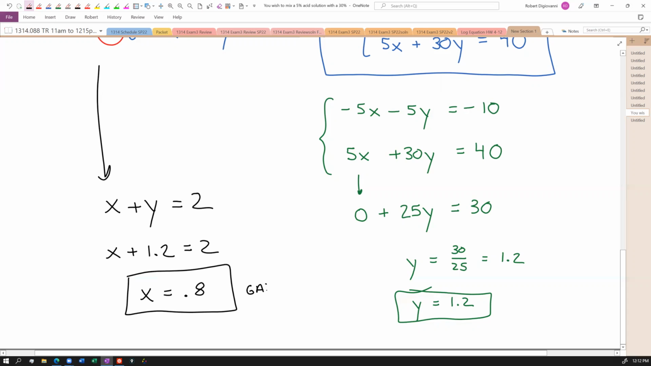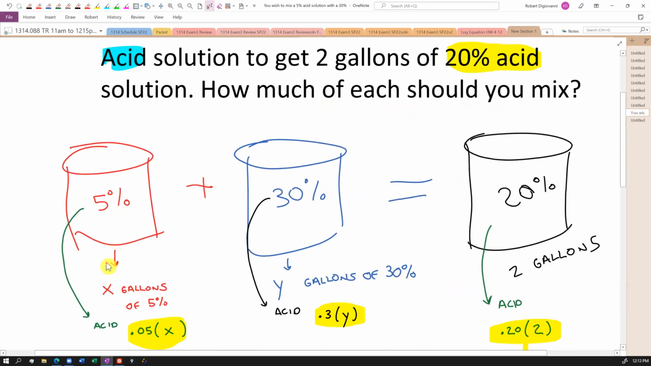This is gallons, and this is gallons. So if you've got a container that has 5% acid in it, and another container that has 30% acid in it, and you want to mix them together to have 2 gallons of 20% acid, you're going to do 0.8 gallons of the 5% mixture, and you're going to do 1.2 gallons of the 30%. At the end, you'll have 2 gallons, and it'll be 20% acid. That's it.